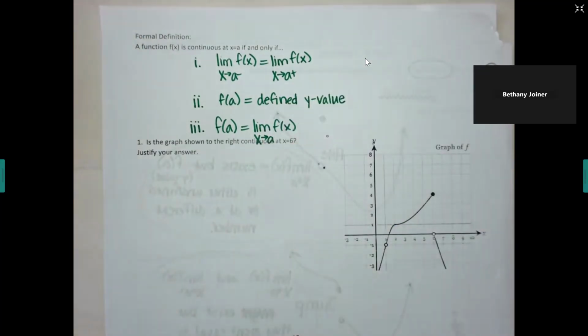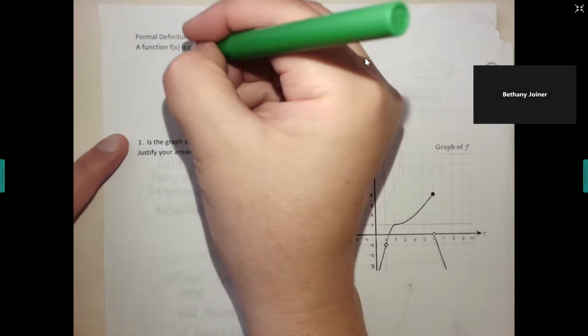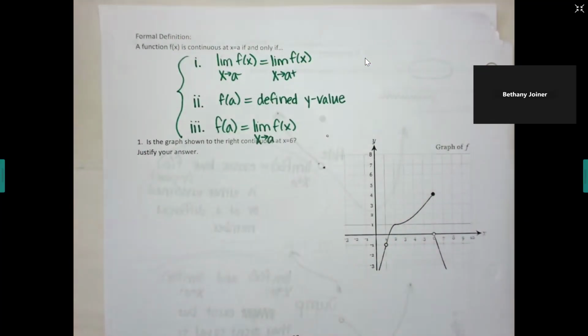You will be expected to follow this kind of formal structure on the AP test, but we have lots of time to memorize it. For your test next week, you'll have a cheat sheet with this already. So these are the 3 parts. If those 3 conditions are met, then you automatically know your graph is continuous. Let's take a look at number 1.